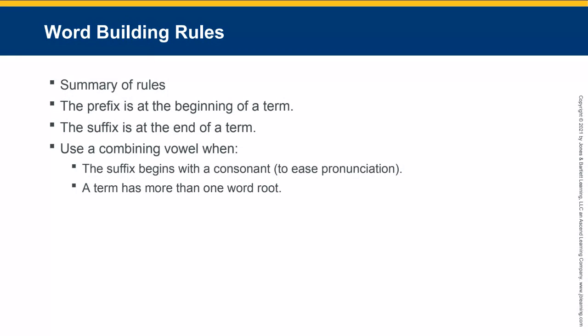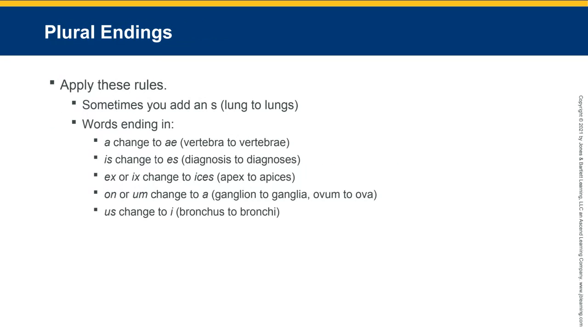Now, word building rules, rules that we need to remember. Summary of rules. The prefix is at the beginning of a term. The suffix is at the end of a term. Use a combining vowel when the suffix begins with a consonant to ease pronunciation, and when terms have more than one word root. Now let's look specifically at plural endings. These rules apply for your plural endings.